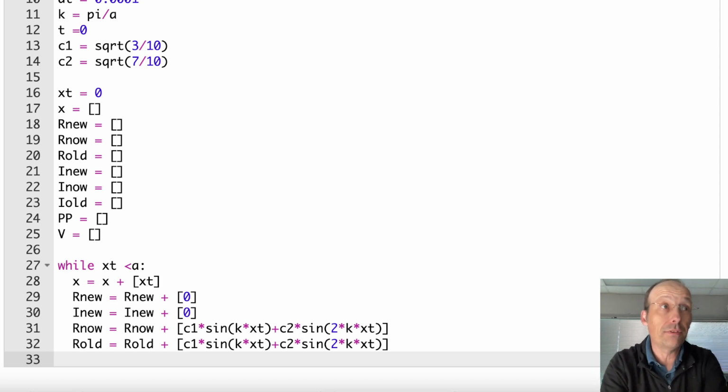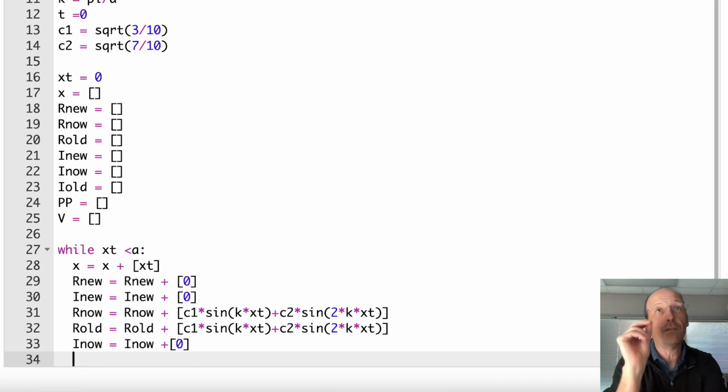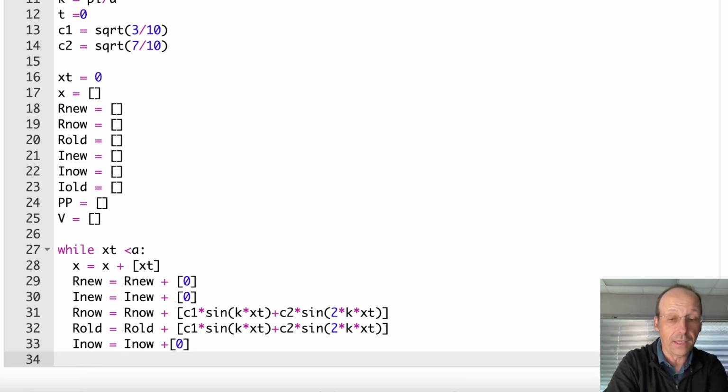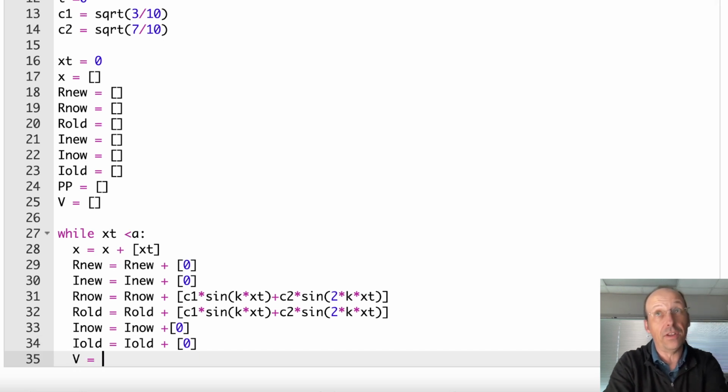Now, what about my I now and I new? I'm just going to set them equal to 0. I now equals I now plus 0. But see, by doing this, I'm building up a list of I nows at the same length as everything else. I old equals I old plus 0. And then I need my v's too. In this case, it's an infinite square well. The potential is 0. v equals v plus 0. Okay. I think I have everything.